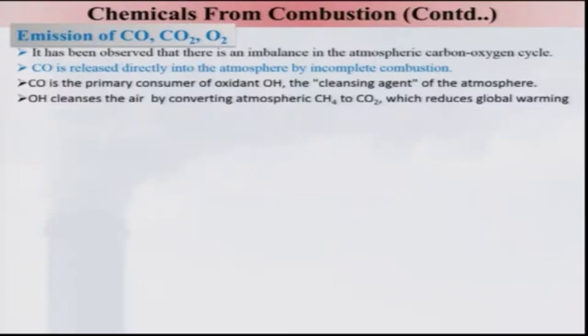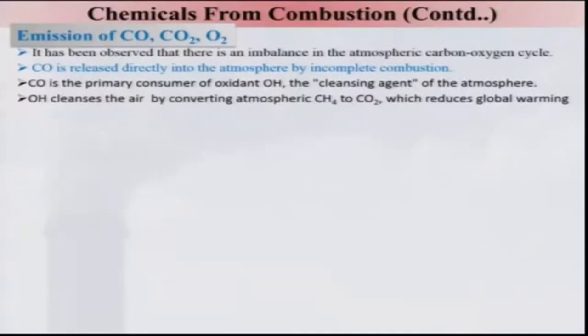However, nature makes some methane due to the fermentation of biomass, which produces atmospheric methane and other hydrocarbons. OH is supposed to react with the methane or other unburnt hydrocarbons to produce carbon dioxide, so that the atmosphere can be cleansed, and that can lead to a reduction in global warming. So, if you produce more carbon monoxide, it will cause an imbalance in nature.